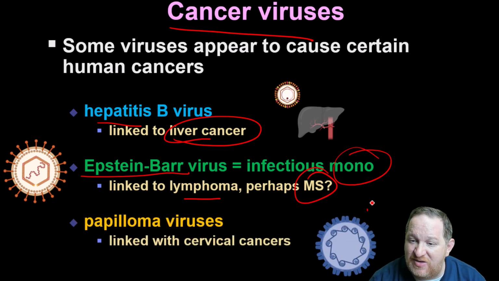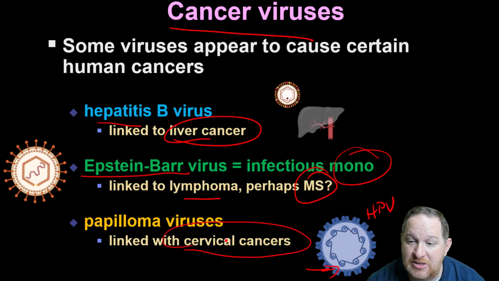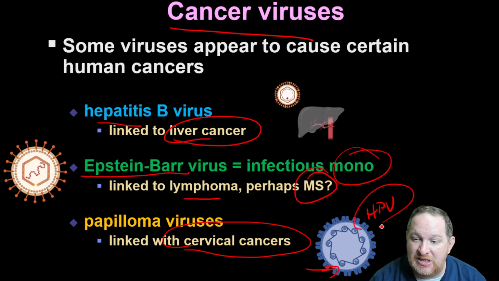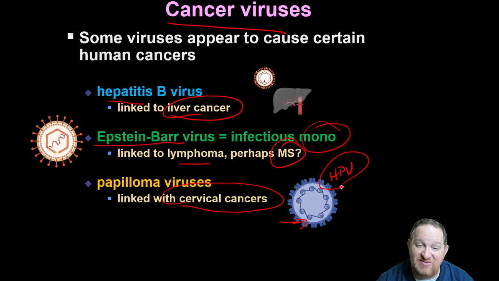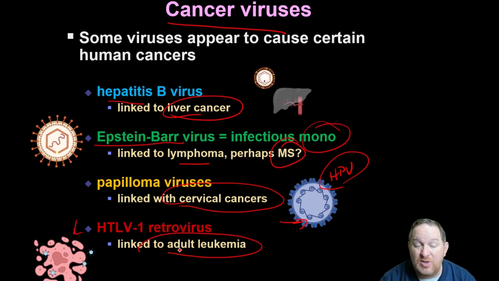Papillomaviruses like HPV are linked to cervical cancer in women. Ladies, that's why it's important especially to consider getting that Gardasil vaccine, because it protects against HPV, or at least having that discussion with your doctor. And then the HTLV-1 retrovirus is actually linked to adult leukemia.